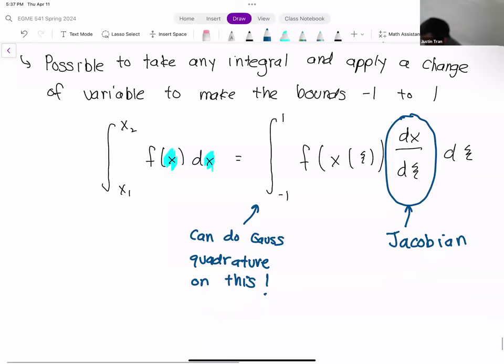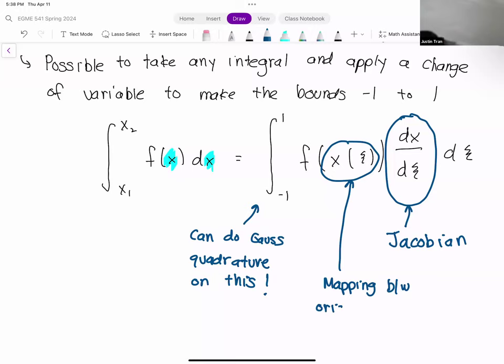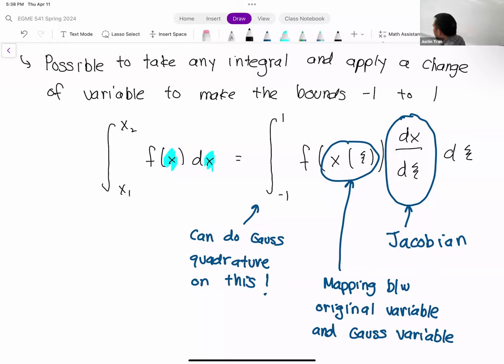The other thing that we need, that kind of flew under the radar, is this right here. This is our change of coordinates. This is the mapping between our original coordinate x and our Gauss coordinate xi. And we're going to learn how to do just that. That mapping is actually quite easy to make because we have all the tools for it already, if we borrow a little bit from our finite element methodology.